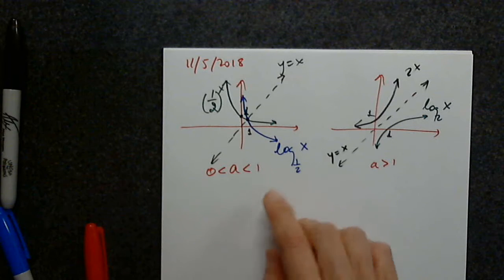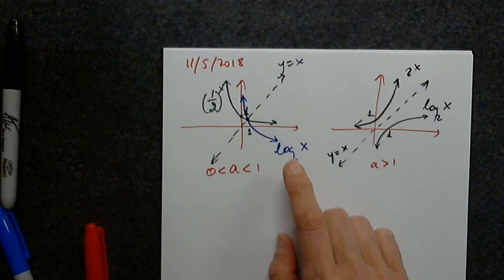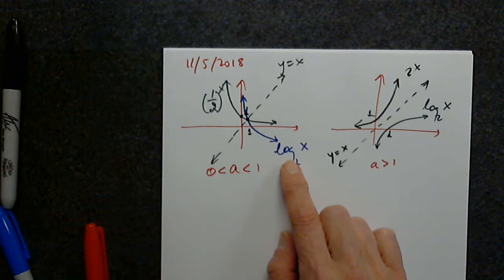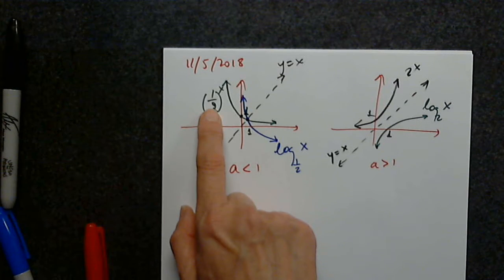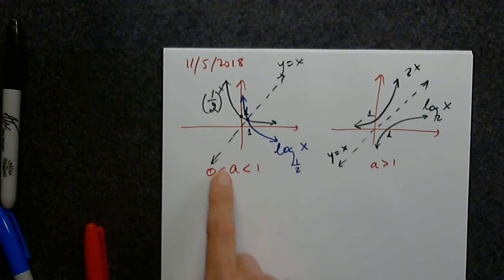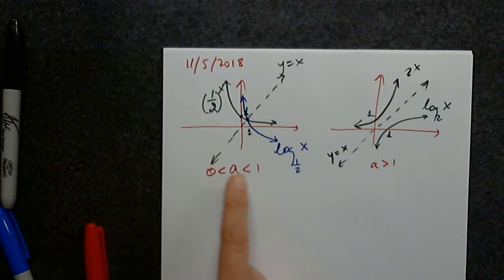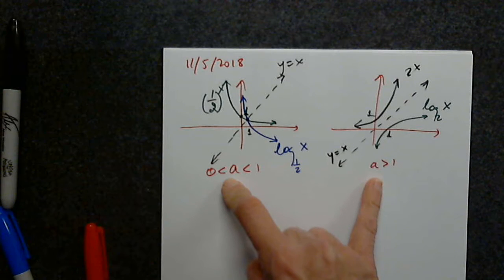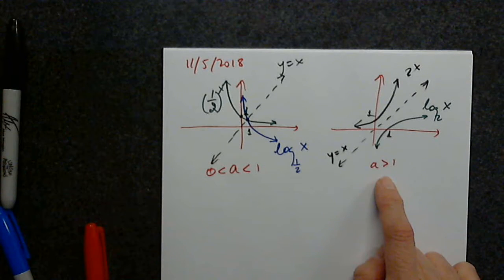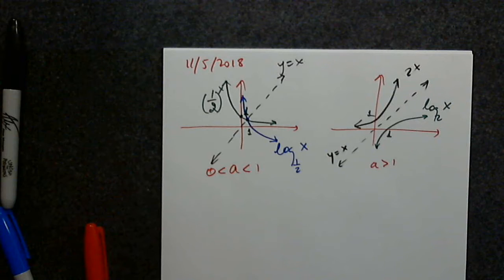It's the base. The base of the exponential and log is called a. There are two options: one for the base to be between 0 and 1, and the other one to be greater than 1. Is that okay? So basically, this is what we discussed last time.